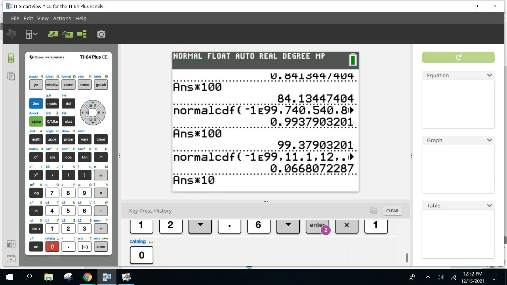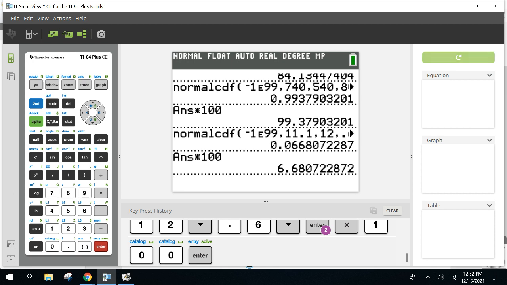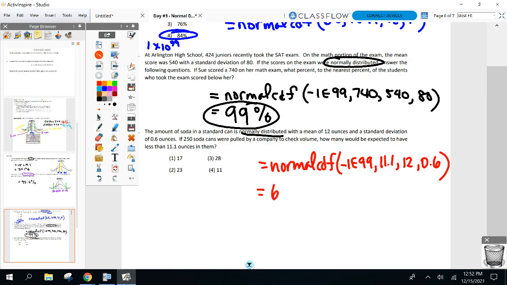So times 100 if you want. So we're saying about 6.7% of the cans. That's not my answer here, though. 6.7%, great. But I want to know how many cans now. So this is where I turn it over to you guys. How can I use my 6.7% of the 250 to find the number of cans? Do we multiply? Because this is what I'm looking for, right? 6.7% of the 250 cans.